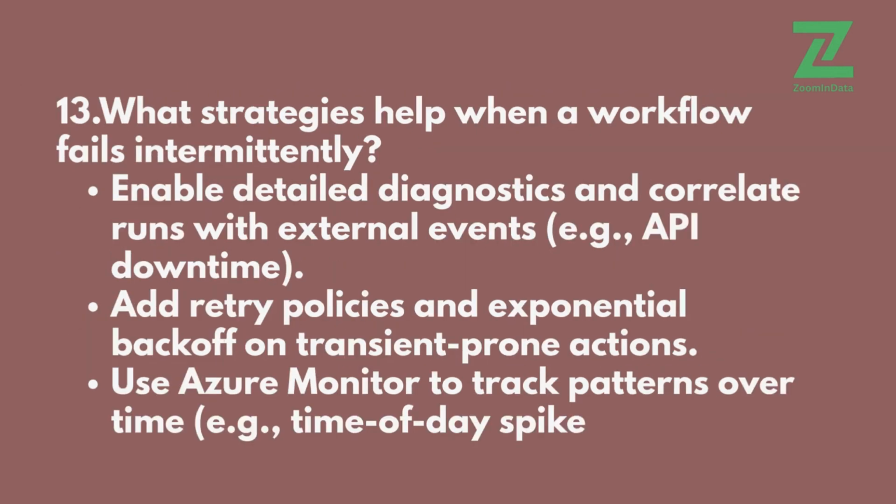What strategies help when a workflow fails intermittently? Enable detailed diagnostics and correlate runs with external events, for example, API downtime. Add retry policies and exponential backoff on transient-prone actions. Use Azure Monitor to track patterns over time, for example, a time of day spike.